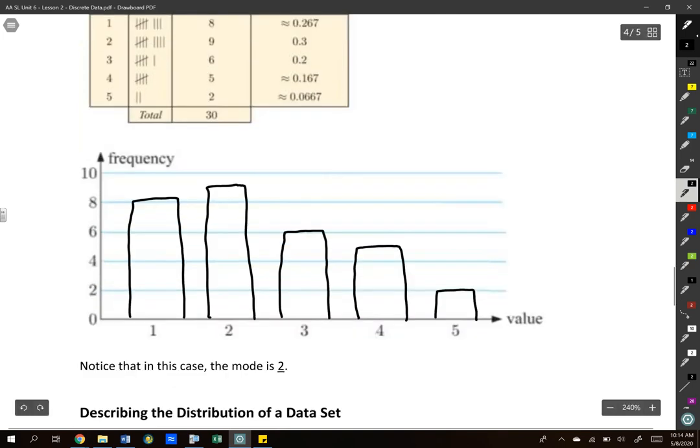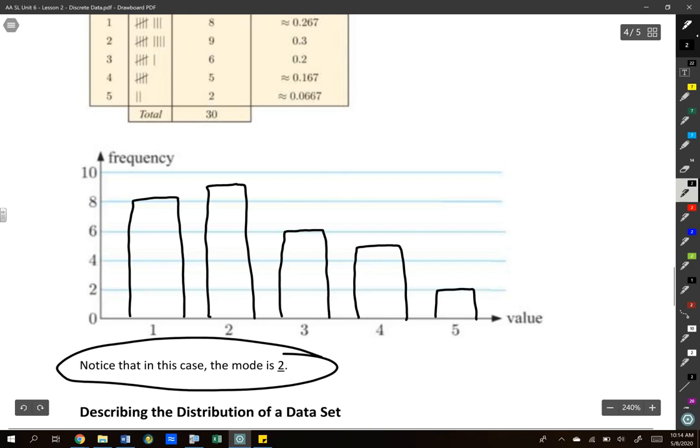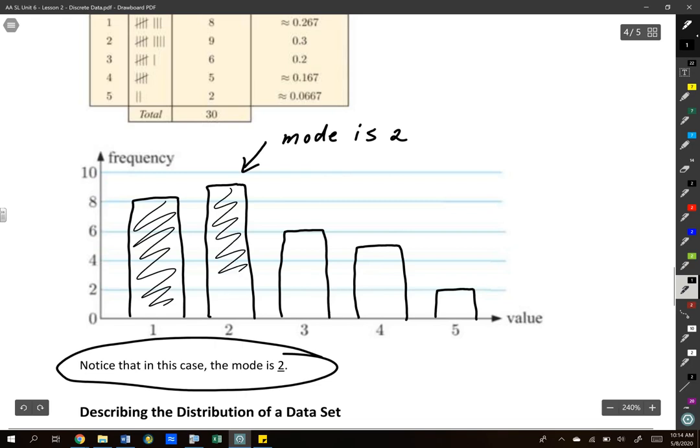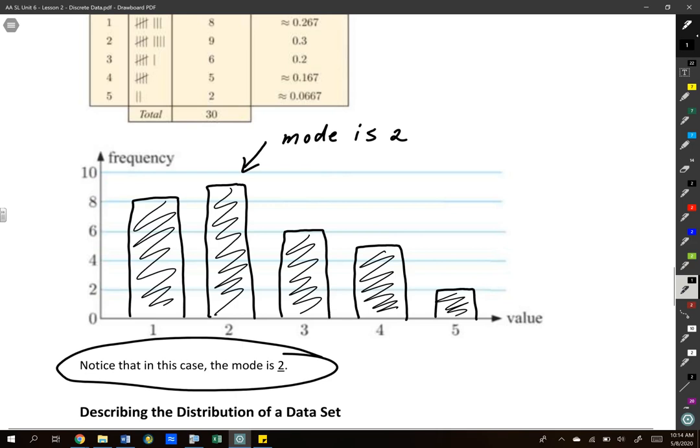Okay, and notice that in this case, our mode is 2, right? Because this is where we have our highest bar in our bar chart. So the mode is 2. All right, now sometimes I like to shade them. I don't know, it gives it a little depth. Makes each of the bars stand out a little bit more. You don't have to do that, but I think it looks a little bit better and it's easier to read when you do that.